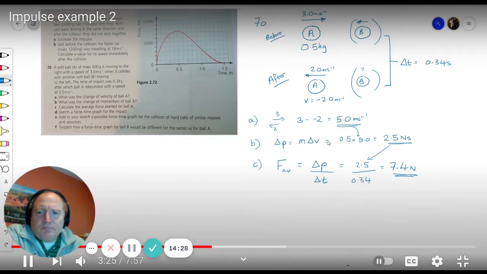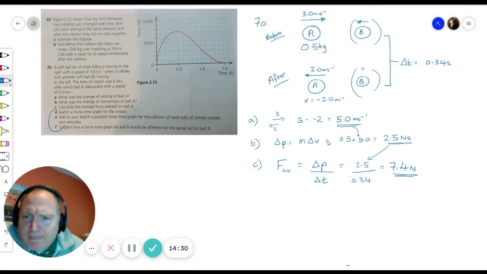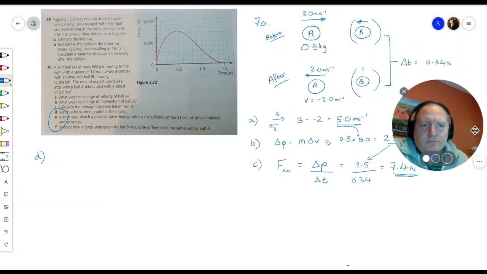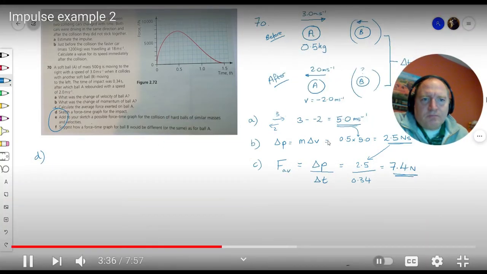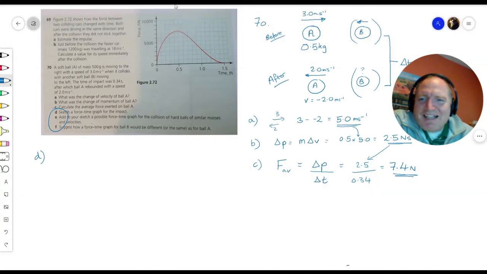Right. That's all the calculation bit done. What I'm going to do now is look at these ones over here. Cool. So D, E, and F are asking you to sketch a force time graph. Now, don't be fooled by the word sketch. This is IB. They've given you numbers. That means you need to use the numbers.